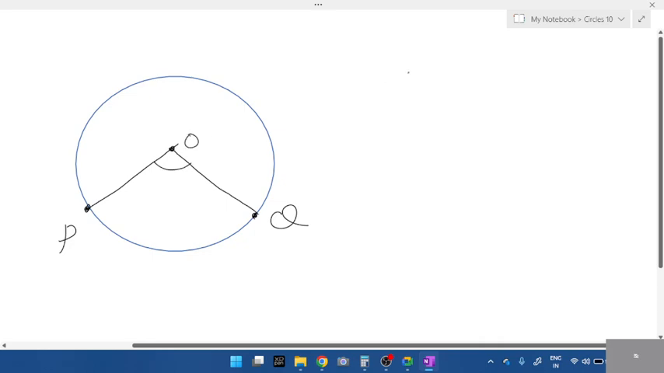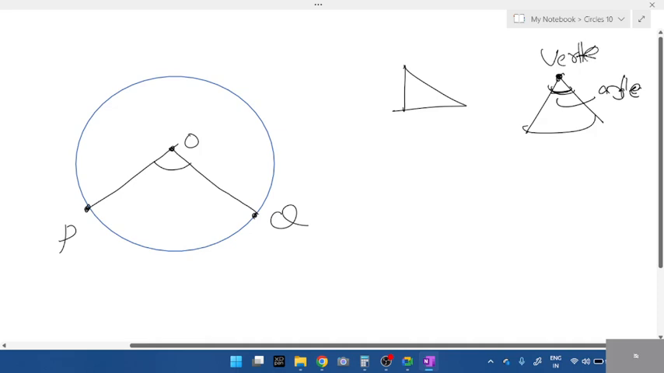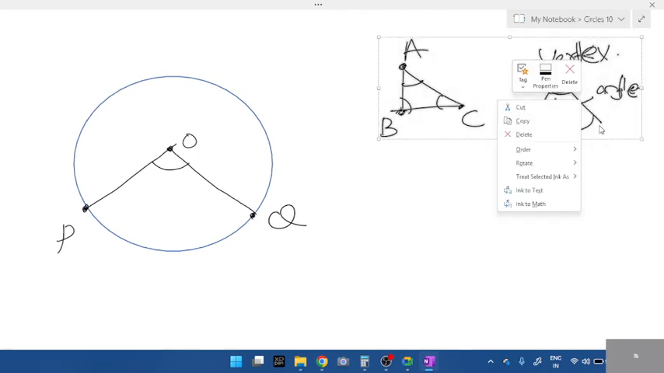Remember this, if you take a triangle, students, or any diagram like this, the angle formed inside, we call it angle. The point where two lines meet, we call vertex. Remember this. So a triangle has how many vertices? A triangle has three vertices. Outside is vertex, inside is what you call angle. A triangle has three vertices and three angles.